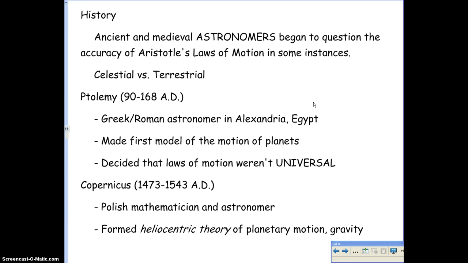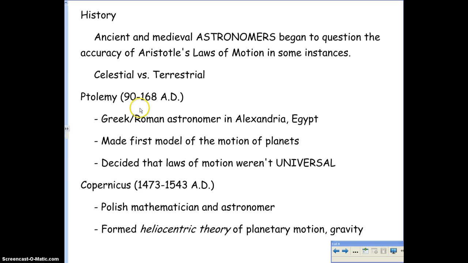The first people to really say, maybe you're not right, were ancient astronomers. And as early as the ancient Romans, people were saying, well, things seem to move differently in space than they do on Earth. And maybe the laws of motion Aristotle wrote weren't universal. They didn't apply everywhere in the universe. There were different laws in different places.